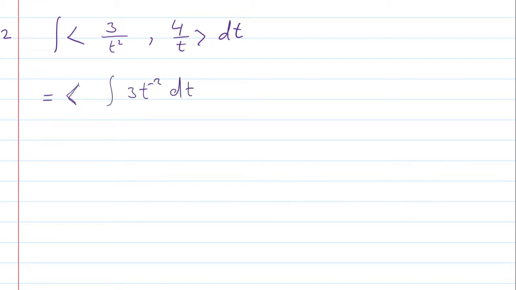Problem number 2, evaluate the given integral: the integral of the vector 3 over t squared, 4 over t dt. Likewise, we are going to do this integral component wise. So this is equal to the integral of 3t to the power negative 2 dt, and here we have 4 divided by t dt. The integral of the first component is evaluated through the power rule of integration.